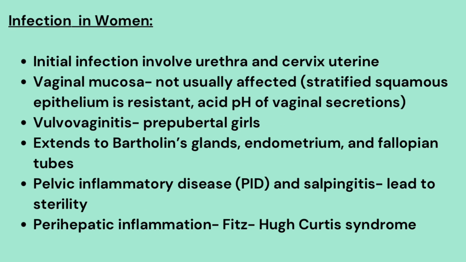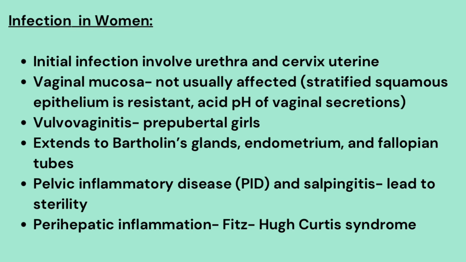Gonococcal infection in women. The initial infection involves the urethra and cervix uteri. Vaginal mucosa is not usually affected in adults. This is because the stratified squamous epithelium is resistant to infection by the cocci, and also because of the acid pH of vaginal secretions. Vulvovaginitis occurs in prepubertal girls.